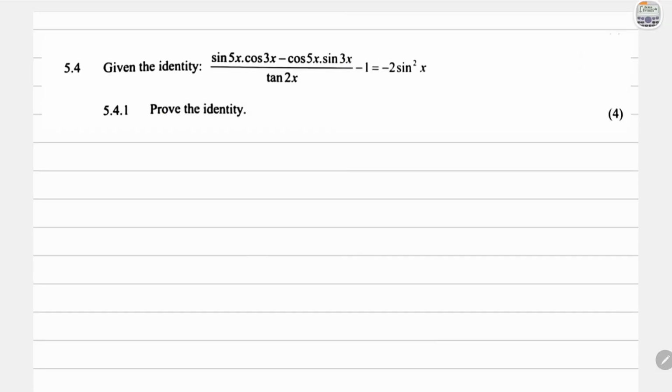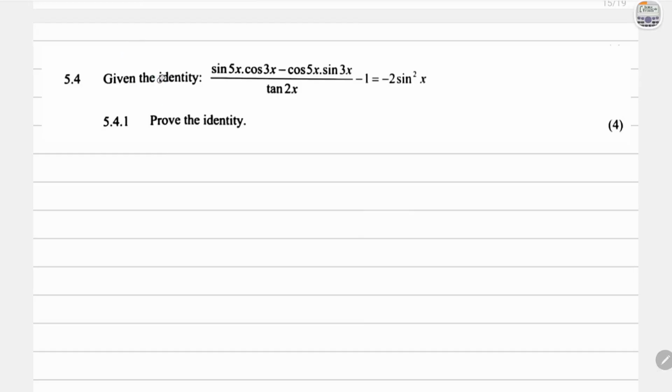Okay, we're on question 5.4, and it says, given the identity, sine 5x cos 3x minus cos 5x sine 3x, and all of that over tan 2x minus 1, is equal to negative 2 sine squared x. And we need to prove the identity. So already from looking at this, you can see the left-hand side has more detail than the right-hand side. We can actually expand it and simplify it further and get it to this point.